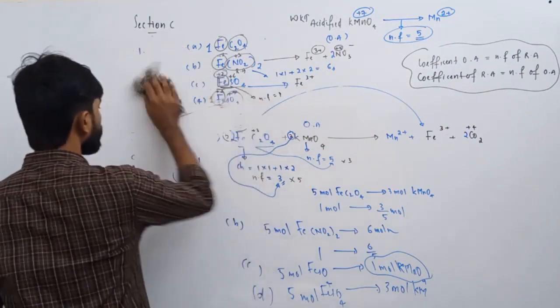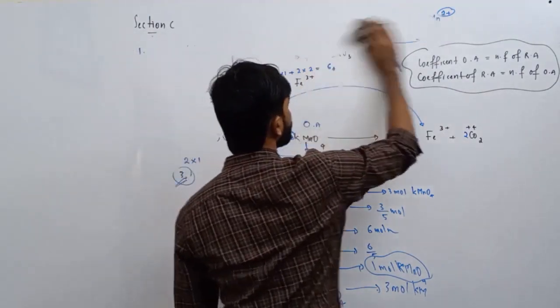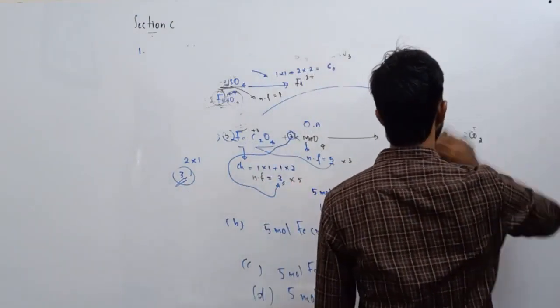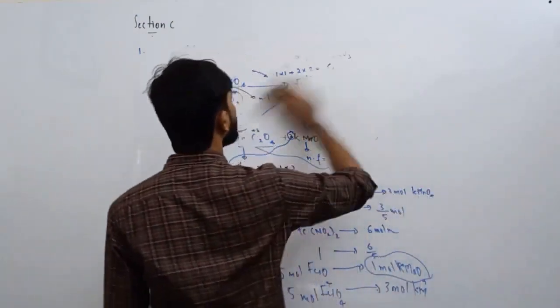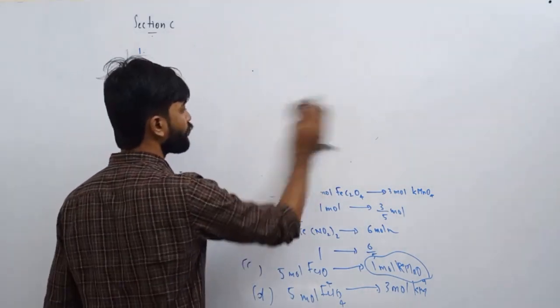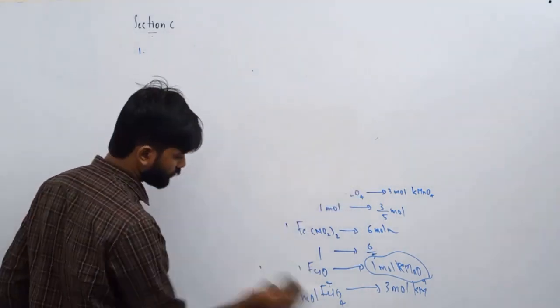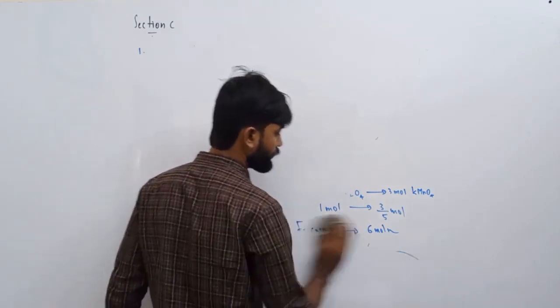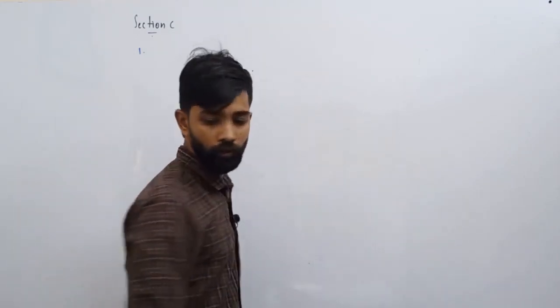Okay. So moving to the next question. This is somewhat a good question, I think. So you got one more idea, that is the relation between coefficients and n factor. The coefficient of a substance will be the n factor of the counter or the complementary or corresponding substance. Is it okay? Ready. Moving to the next question.